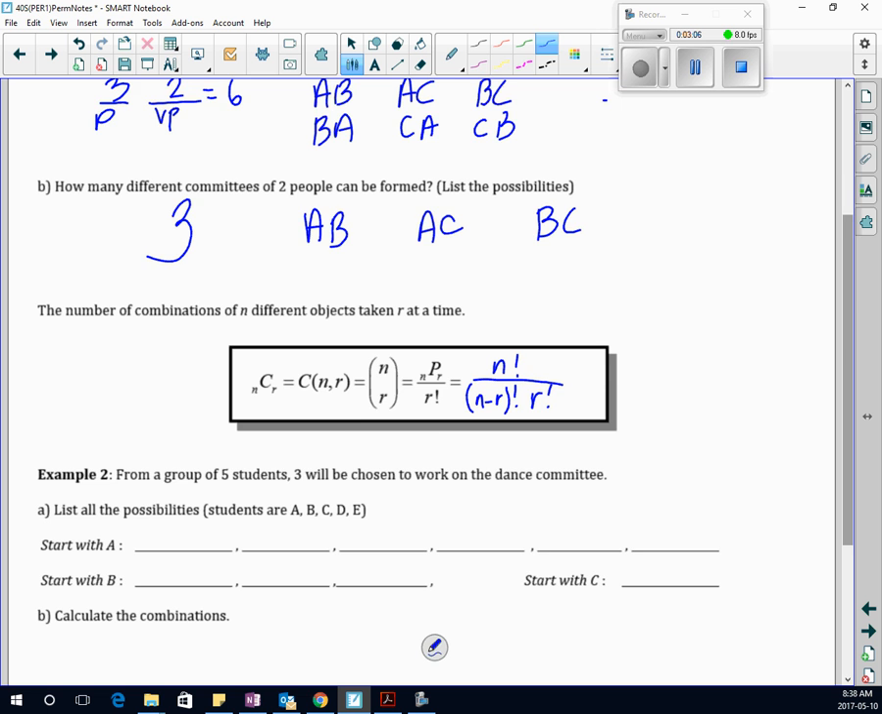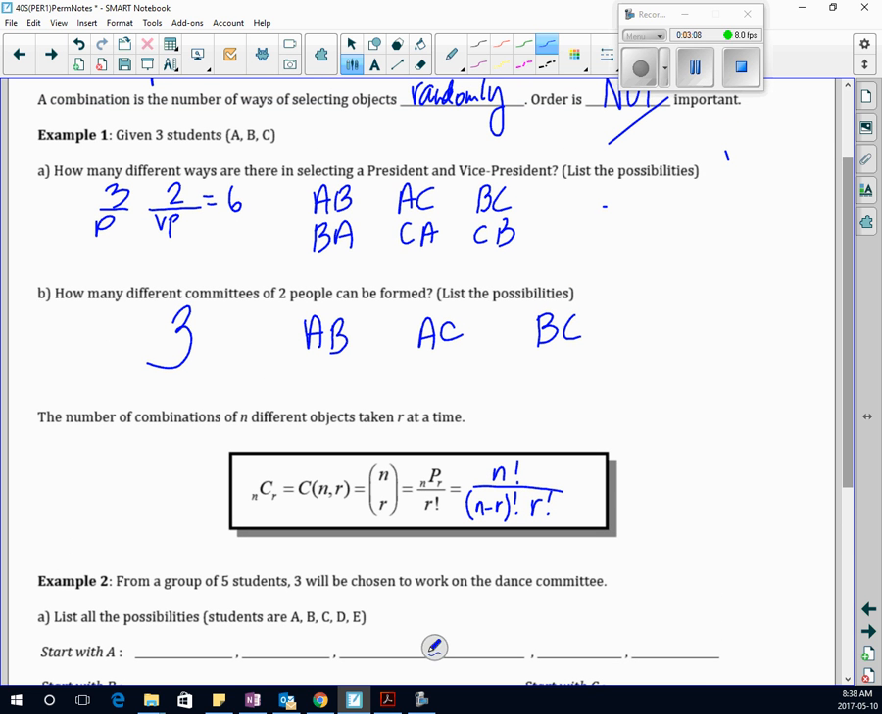So if I go back to this question, if I did this as a permutation, I would get 3 factorial. If I divide out the order that 2 objects can be arranged, do you see I would get 3?